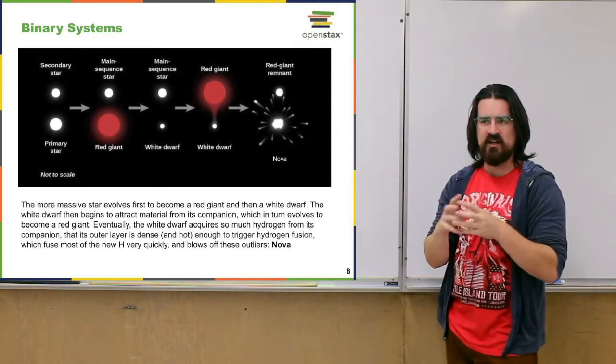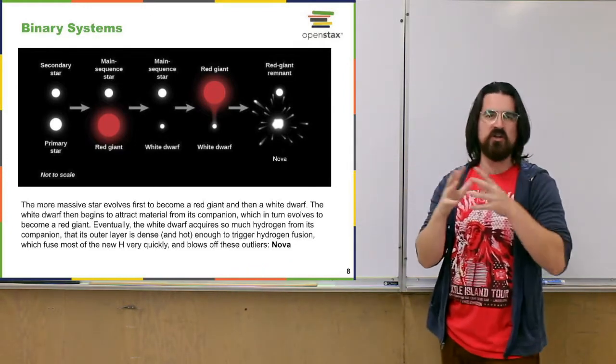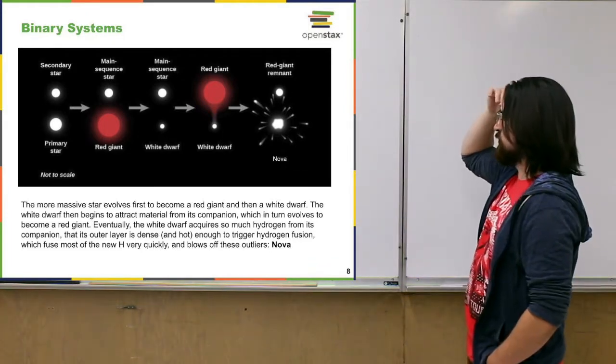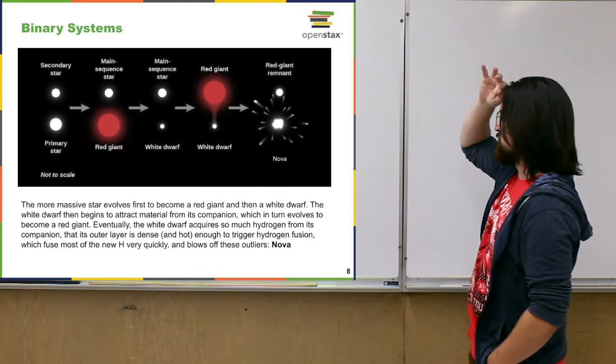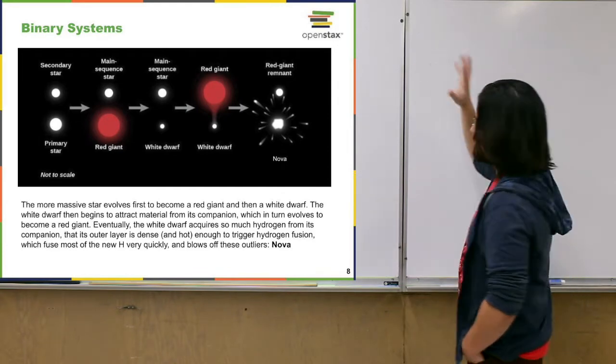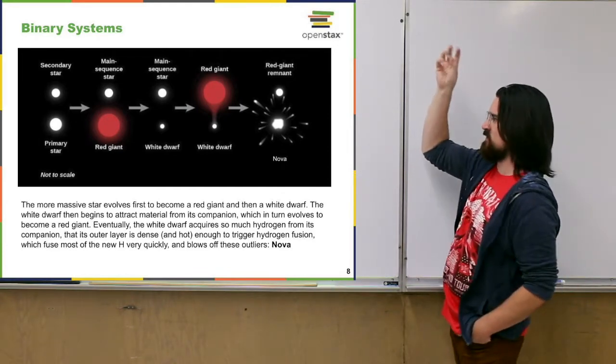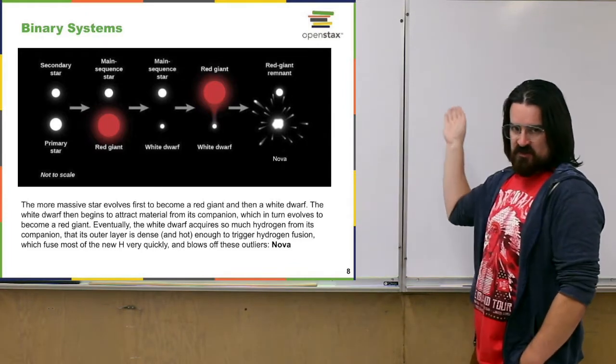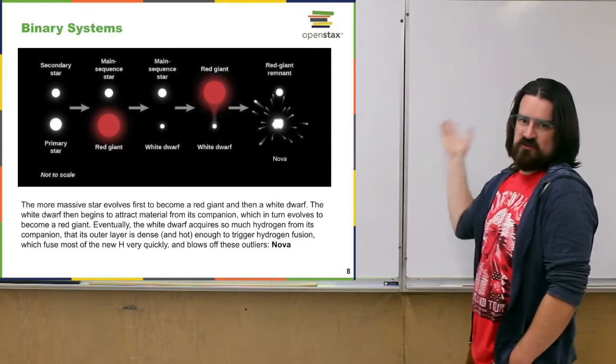When it fuses all that hydrogen, it basically converts it all to helium and blows it off. Then what we're left with is that red giant remnant, right? This smaller core of that red giant that didn't get pulled over by the white dwarf. And depending on how large the explosion is, the white dwarf could still be there.